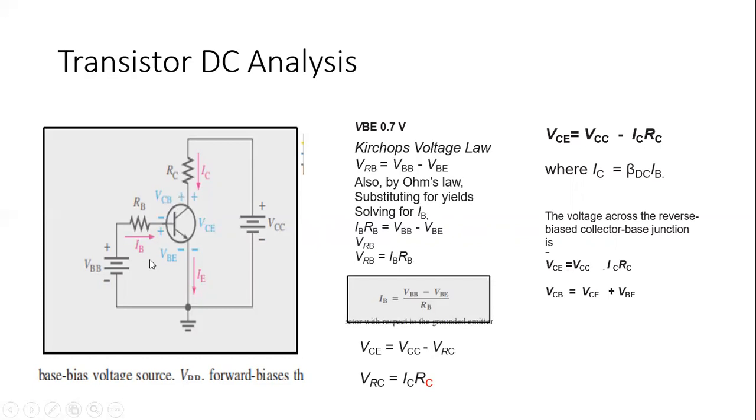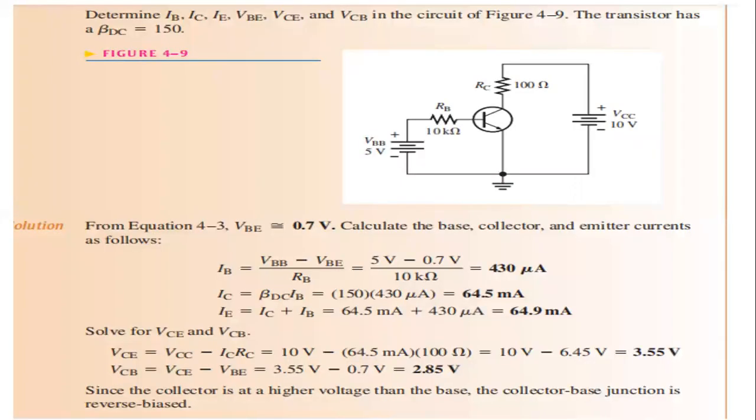First step, apply KVL in the input circuit to find out the base current. Second, apply KVL in the output circuit to find out the voltage VCE and the current IC. Then lastly, you find out the reverse bias voltage, that is VCB. So this will complete your DC analysis of the transistor.